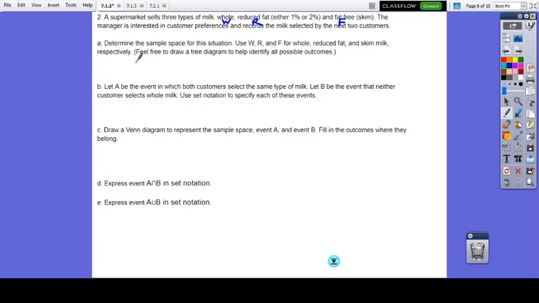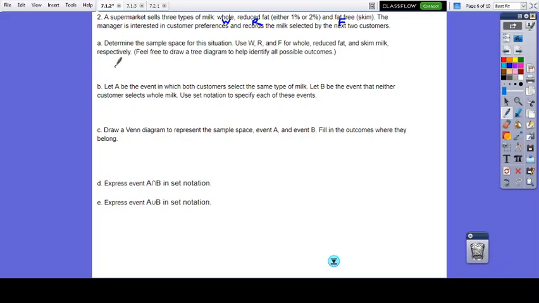So you can see I'm doing that up there. Feel free to draw a tree diagram to help identify all possible outcomes if you need to. Okay, so what you're thinking about here, the random process, is the fact that there's one customer walking in and choosing a milk, and then there's another customer walking in and choosing a milk.